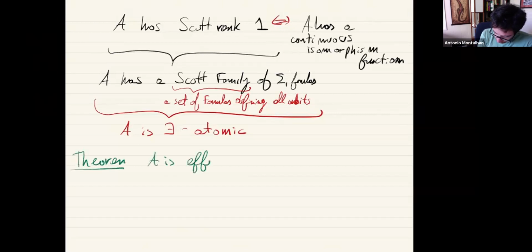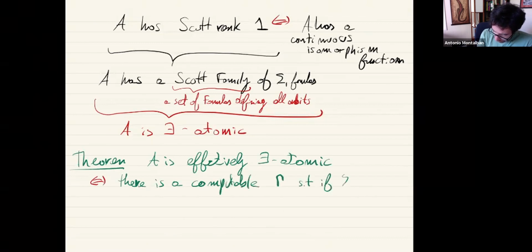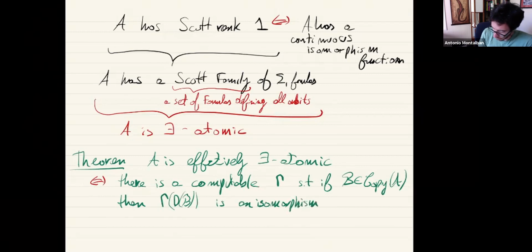A is effectively existentially atomic, which is an effective version of being atomic, if and only if there is a computable operator gamma such that if B is a copy of A, so it's another representation of A that is isomorphic to A, then gamma on input diagram of B is an isomorphism from B to A. And again, here I'm assuming A is computable, so I don't need to put the diagram of A.